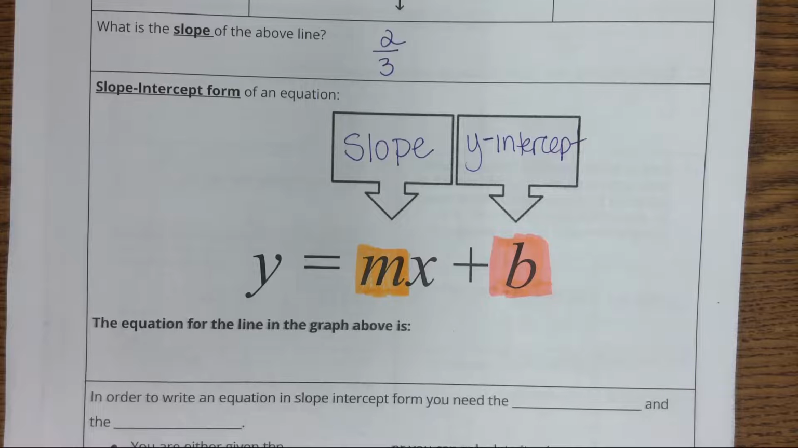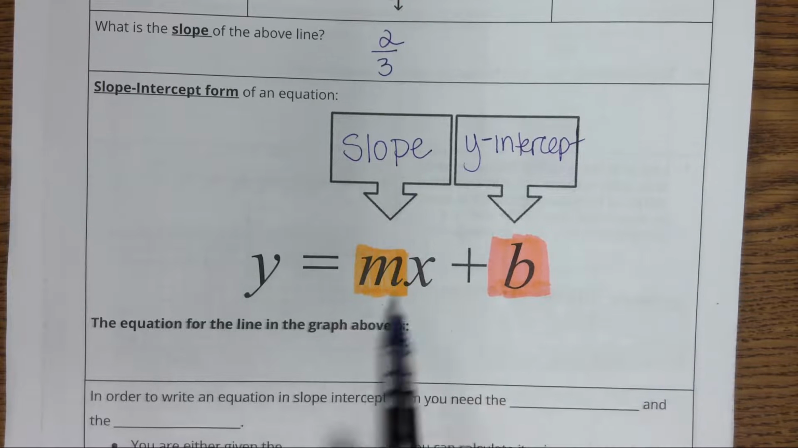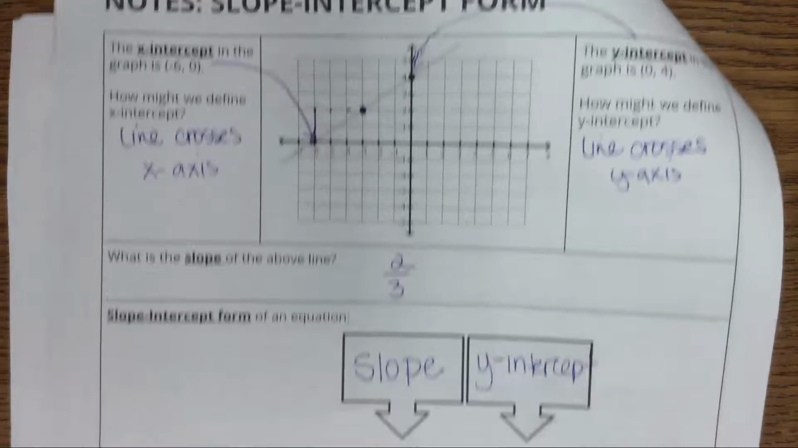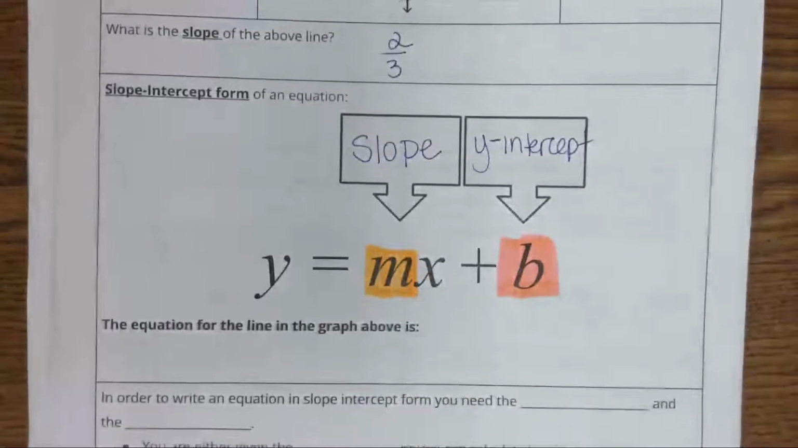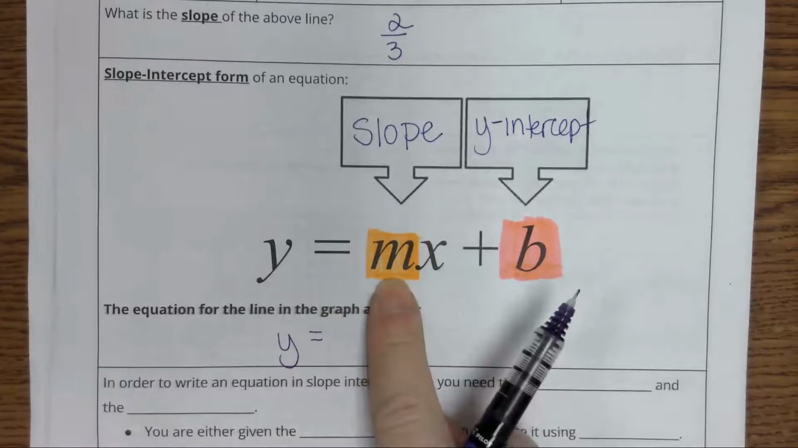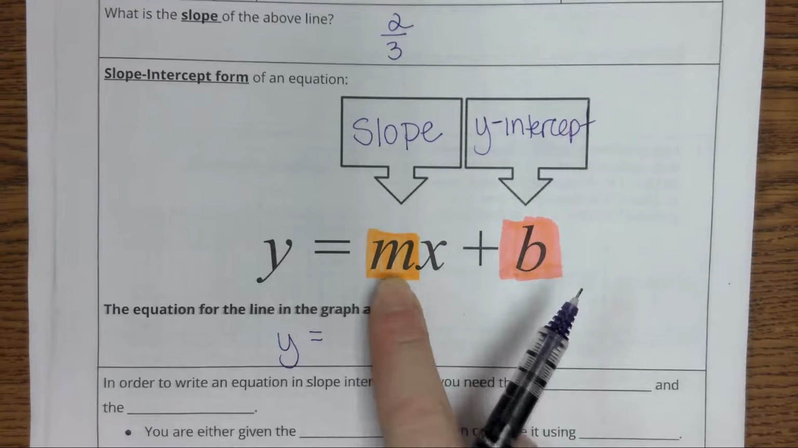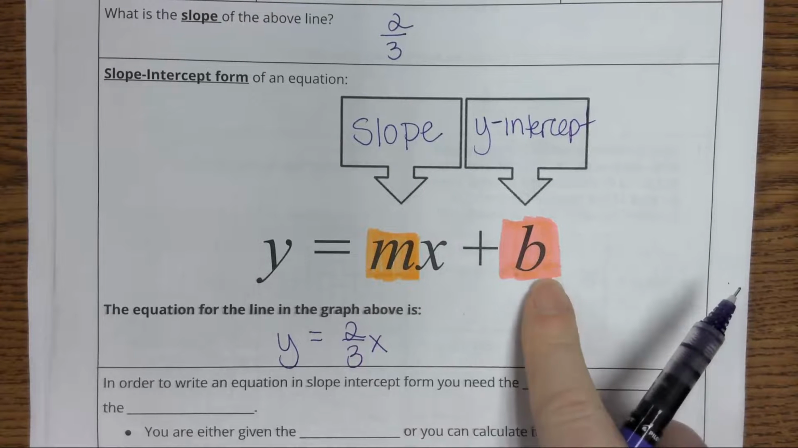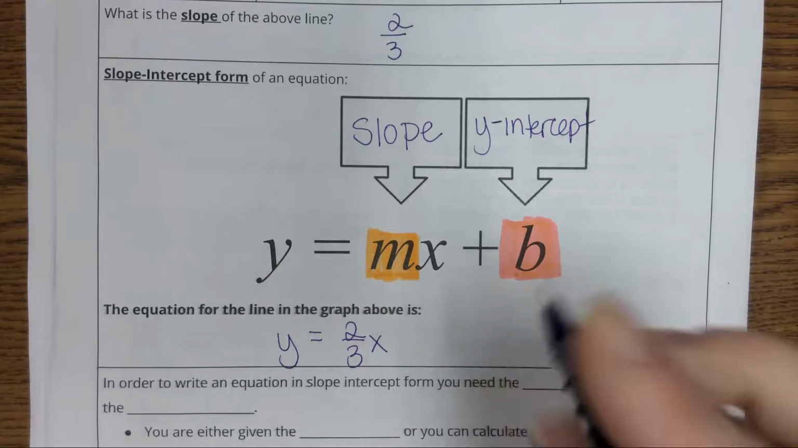You haven't missed much. So if this is the slope and this is the y-intercept, can you guys look at the graph up here? What would I write for the equation for the line graphed up there? Y equals, what would I put in for my slope? 2/3 x plus, what would I put in for my y-intercept? Nice.